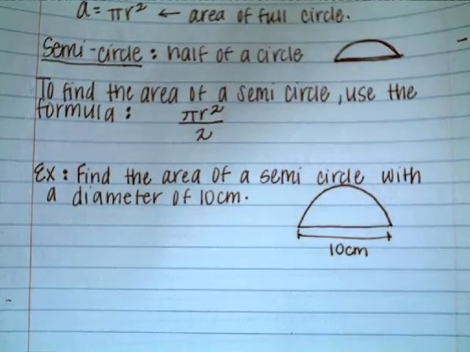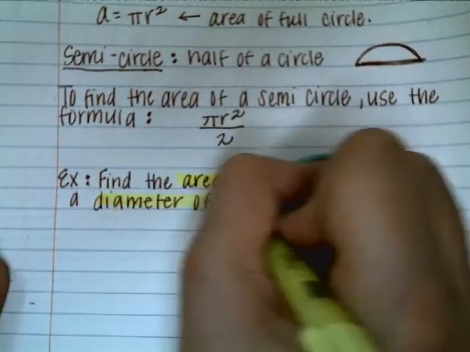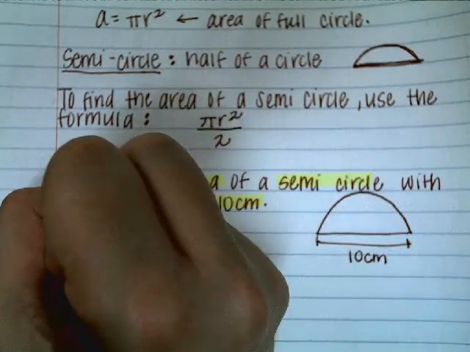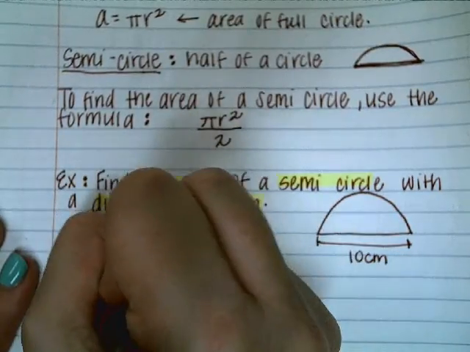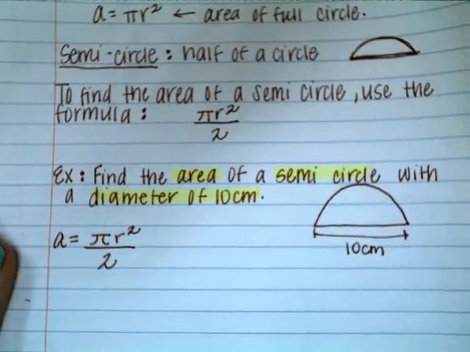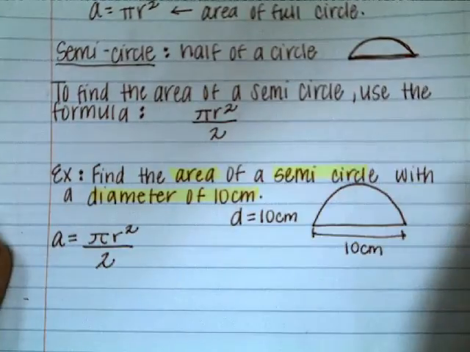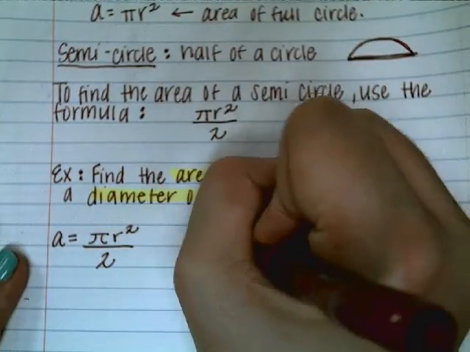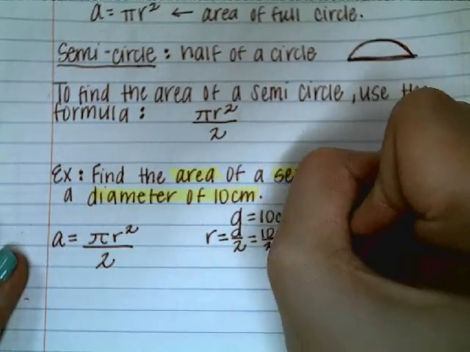We are looking for the area of a semicircle with a diameter of 10 centimeters. Think about our area formula. We need to know our radius. That's important. So our formula is pi r squared divided by 2. We are given our diameter, 10 centimeters. That means we need to find our radius. To find our radius, we divide our diameter by 2. 10 divided by 2 is 5 centimeters.